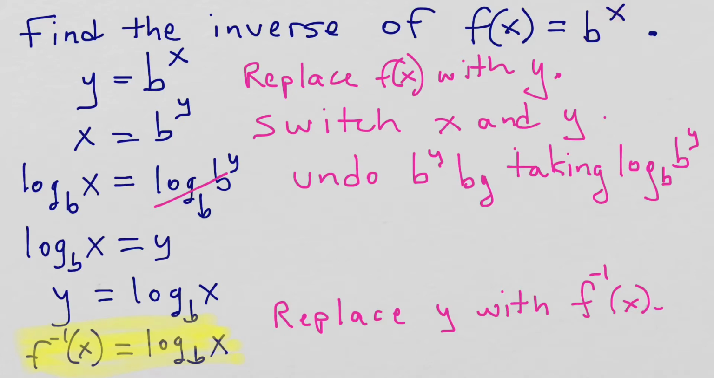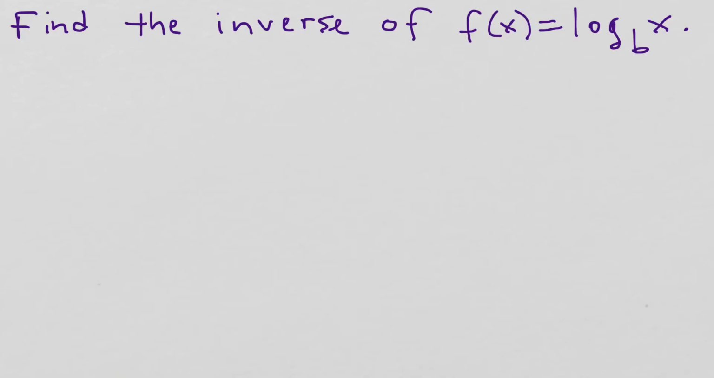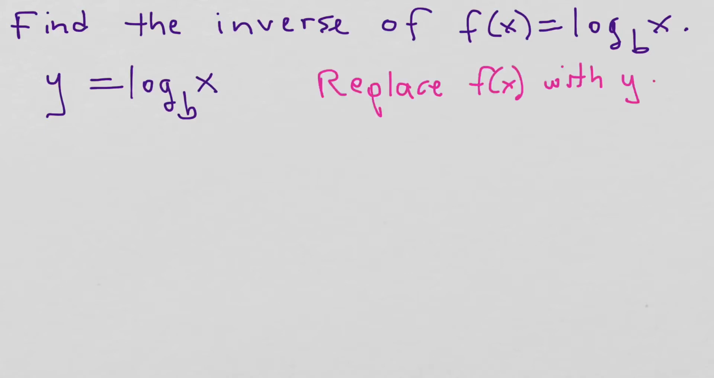Now we're going to go in the other direction. This time it says, find the inverse of f of x is equal to log to the base b of x. My first step is going to be write it as y instead of f of x, so y is equal to log to the base b of x. The next step in finding an inverse is to switch x and y. So we're going to switch places.